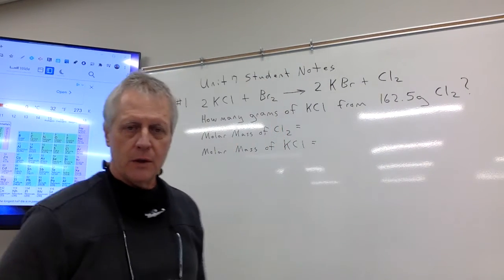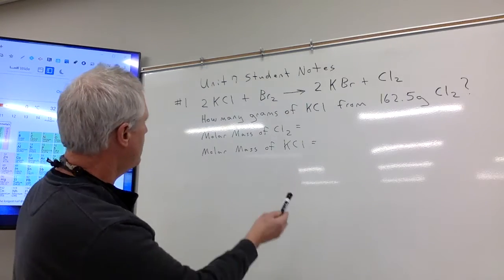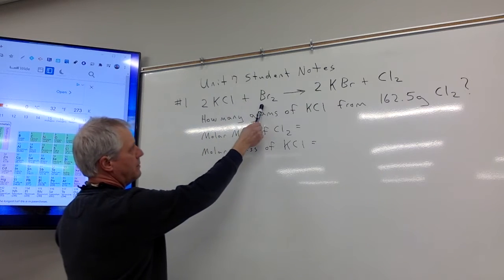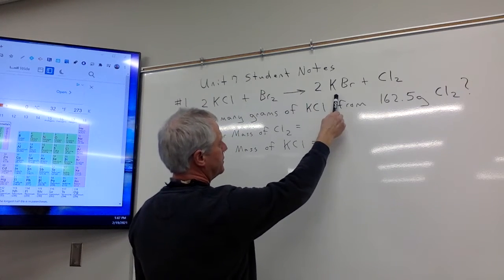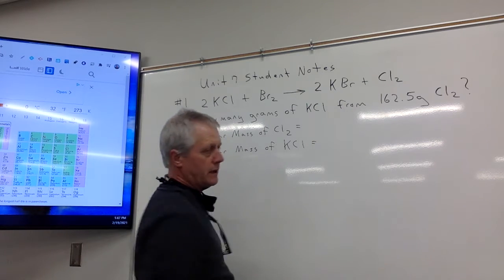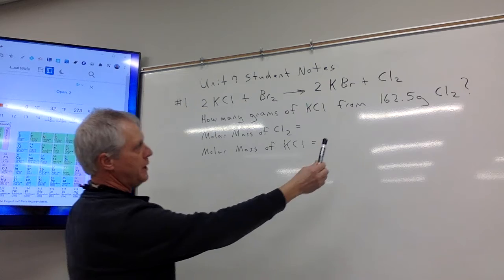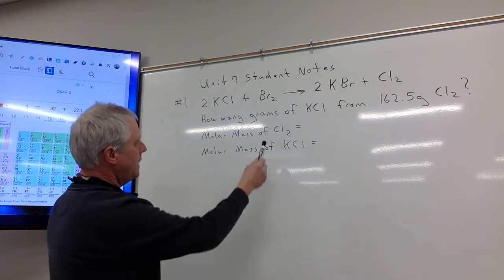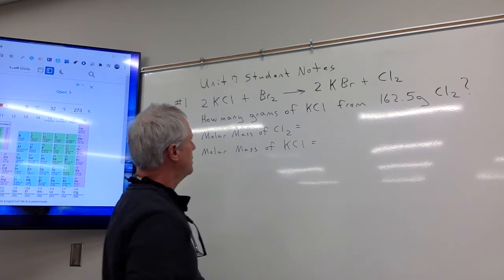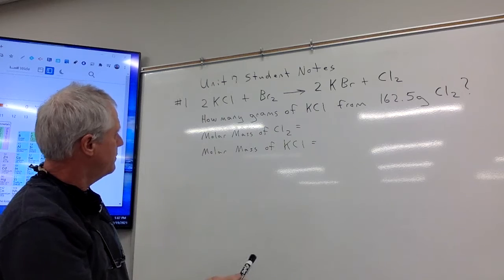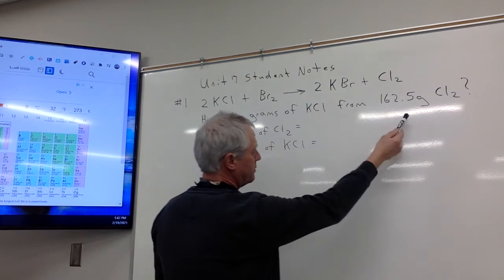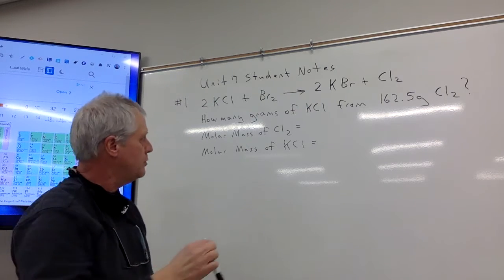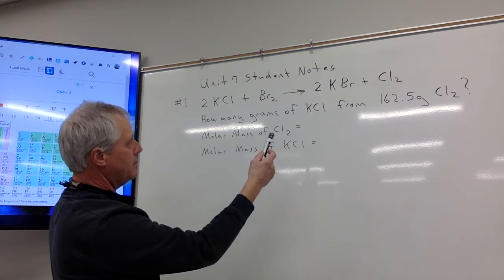Okay, so let's take a look at this problem. It involves a balanced equation that's already given for you: potassium chloride, bromine, and it produces potassium bromide and chlorine gas. The problem gives you how much chlorine gas you start with, 162.5 grams. It's asking how much potassium chloride is necessary to produce this much chlorine. To do these problems, you need to pick out the two items that are being worked with here.